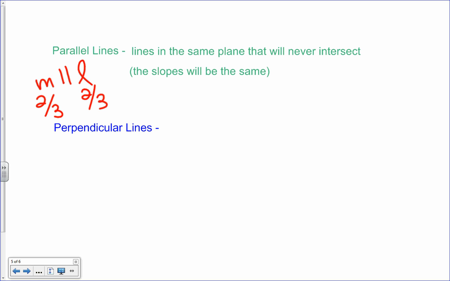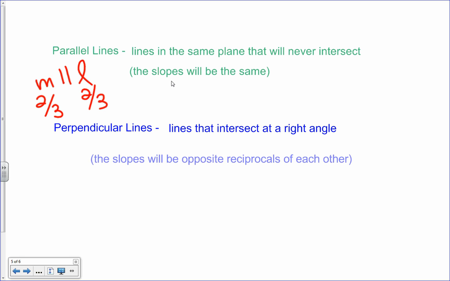Perpendicular lines. Do you have that definition down already? Wow, you're so lucky. All right, lines that intersect at a right angle. Okay. And in this one, the slopes will be opposite reciprocals of each other. Okay. So let's go back to this. Let's say we have lines M and L again. And let's face it, if mathematicians are not going to write out the word parallel, there is no way we're writing out perpendicular. That's way too long.